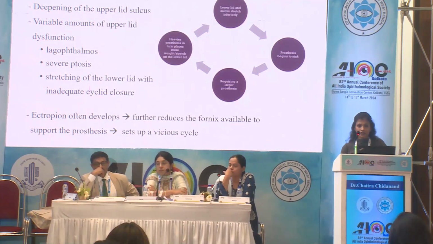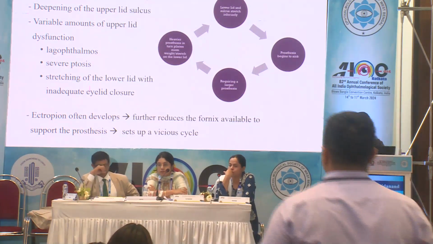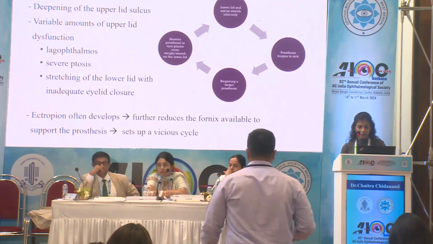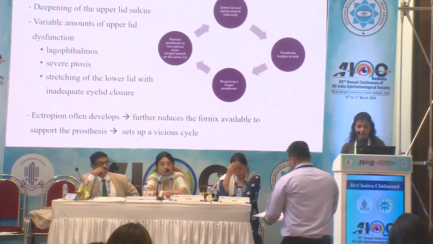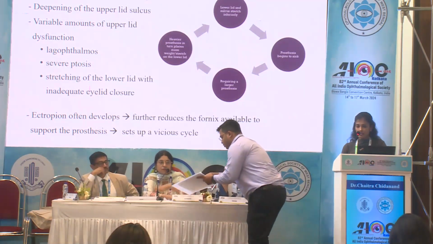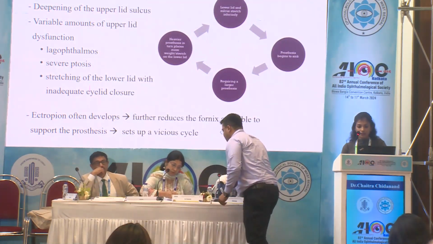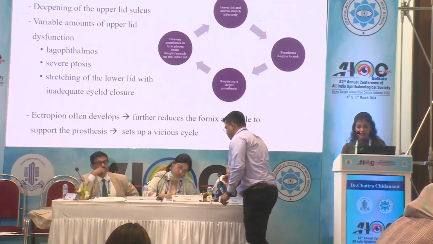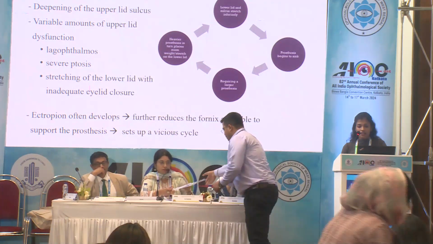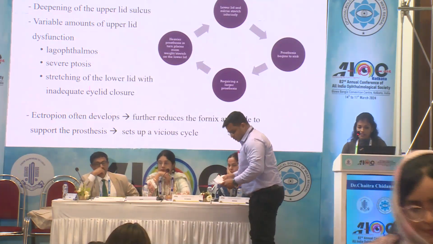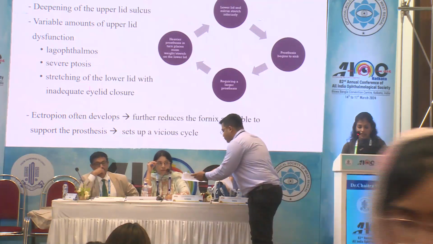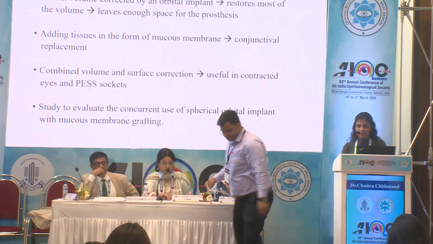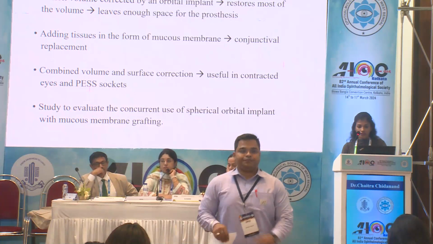So the progressive stretching of the inferior fornix of the lower eyelid with the posterior tilt of the fornices, or the gravitational effect of the heavier prosthesis, will often lead to an ectropion development, which further reduces the fornix available to support the prosthesis, setting up a vicious cycle. So the lower eyelid and sulcus stretch inferiorly will lead to the prosthesis sinking. Therefore, a larger prosthesis might be required, and this heavier prosthesis in turn places more weight or stretch on the lower eyelid.